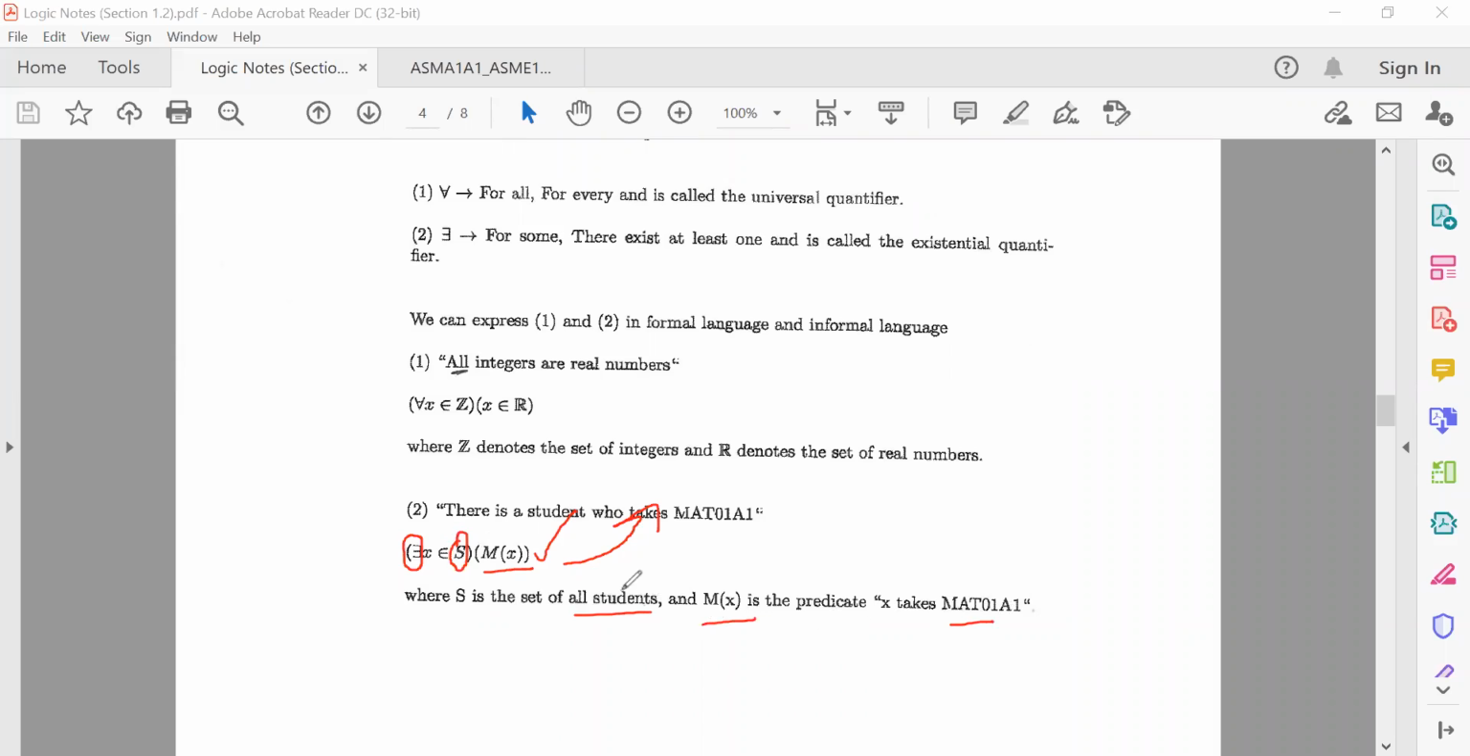There are many ways of writing this. Someone can choose a predicate here, S of X, and a different predicate on this side, and try to combine them together. It works, as long as you tell me explicitly what this S stands for, what M stands for, or any other letter that you choose to use. But like I said, they have to be uppercase when you're dealing with predicates.